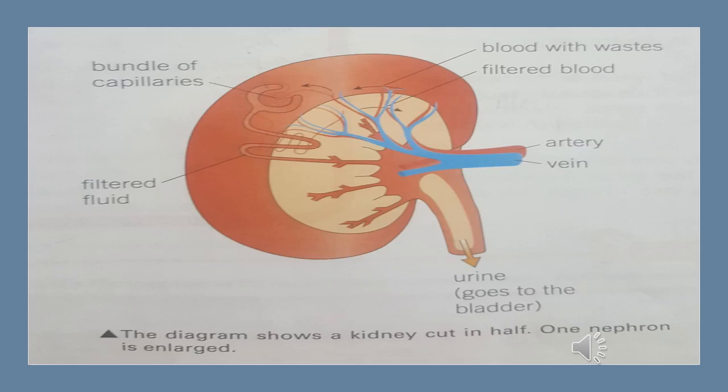The nephron has a cup-shaped structure called Bowman's capsule, which carries a bundle of capillaries, called the glomerulus. The tubular portion contains filtered fluid. There is a depression in the middle of the kidney, known as hilus. Hilus is the area of the kidney through which the ureter leaves the kidney.